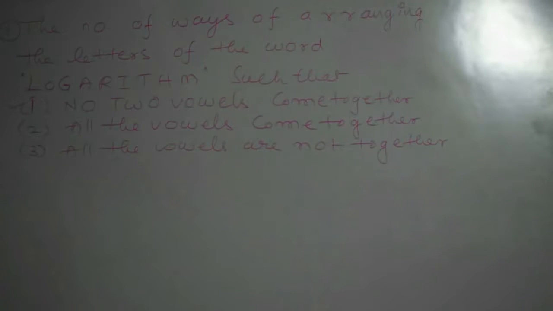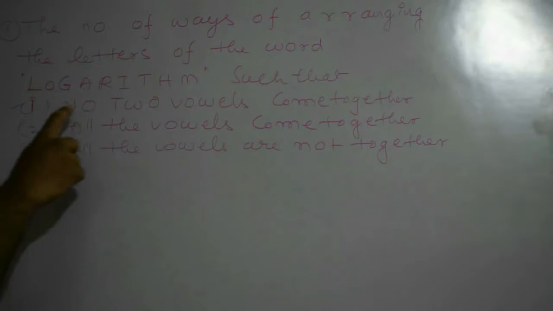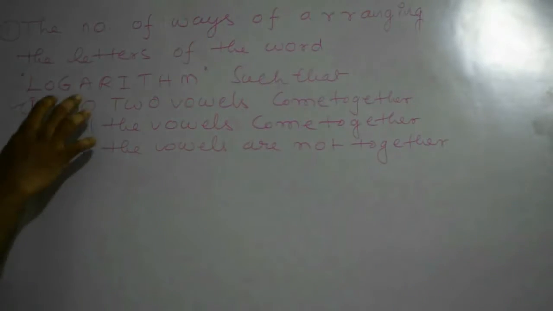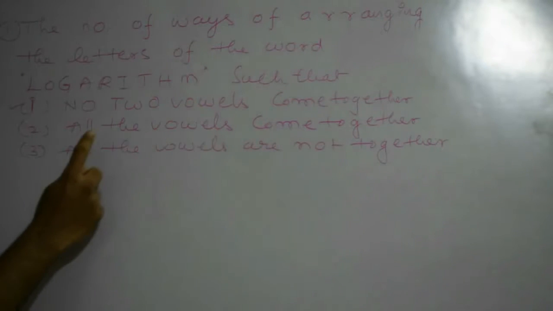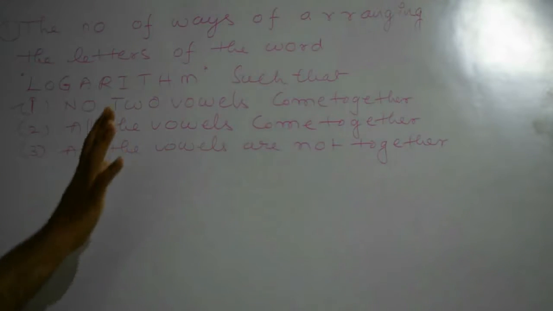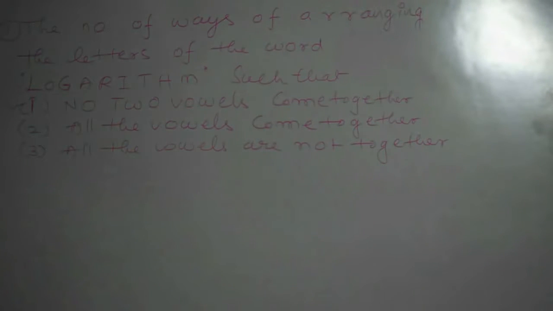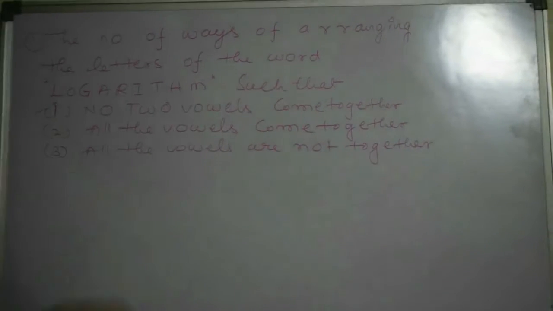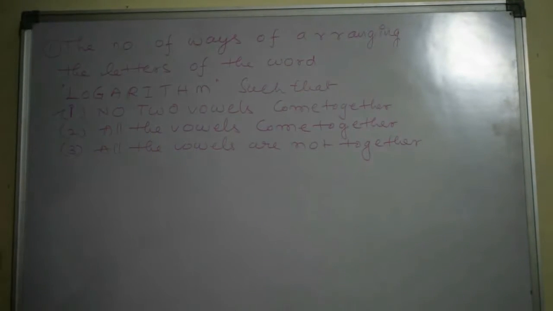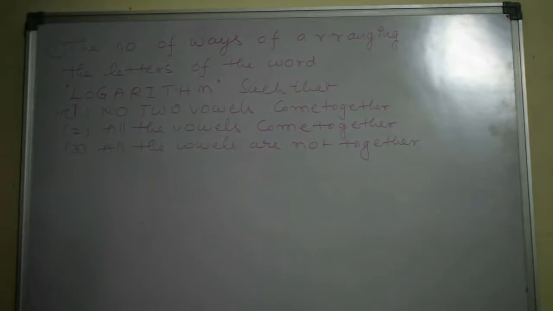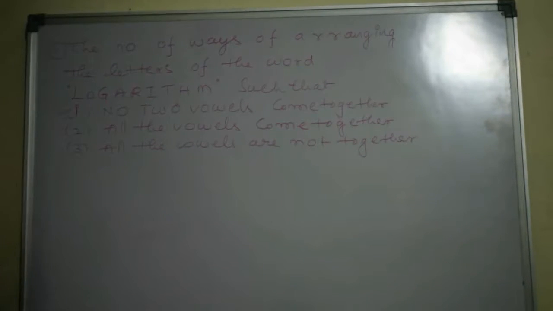Okay, so the given word is logarithm. The first question is, no two vowels come together. The question is about vowels. Second is, all the vowels come together. And third is, all the vowels are not together. So remember the questions, because I am going to erase this and give you the solution. The first question, no two vowels come together. Second, all the vowels come together. Third, all the vowels are not together.